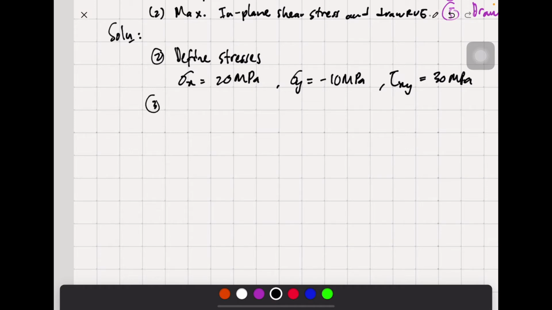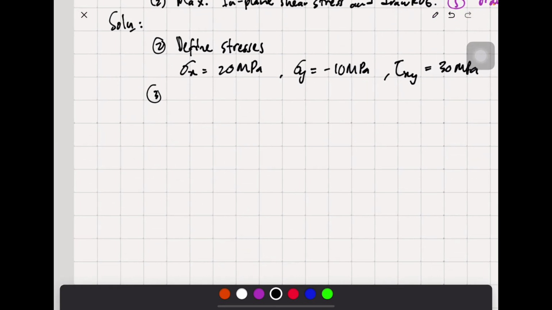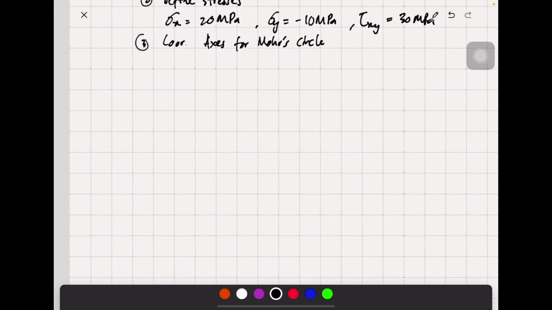And in order to draw a Mohr circle, of course I need a little bit of space for the third step, right? So the third step, we have defined the stresses, draw a coordinate axis. So I'm going to jot it down here for the third step, coordinate axis for our Mohr circle. Right, so I'm going to make sure, because this is an explanatory video for Mohr circle, to be generous with the space, right?